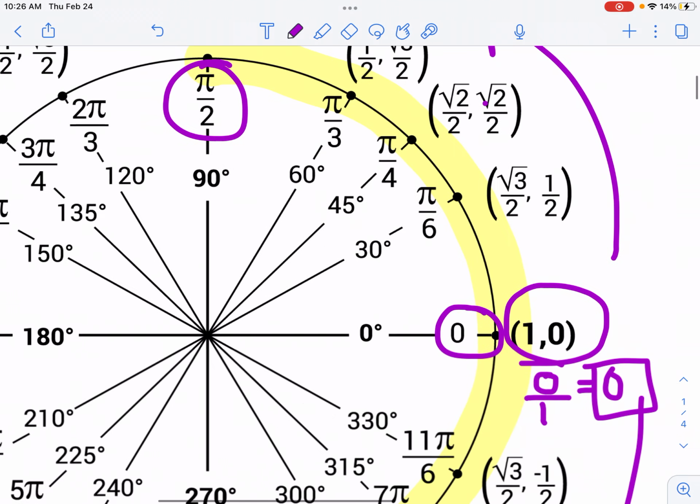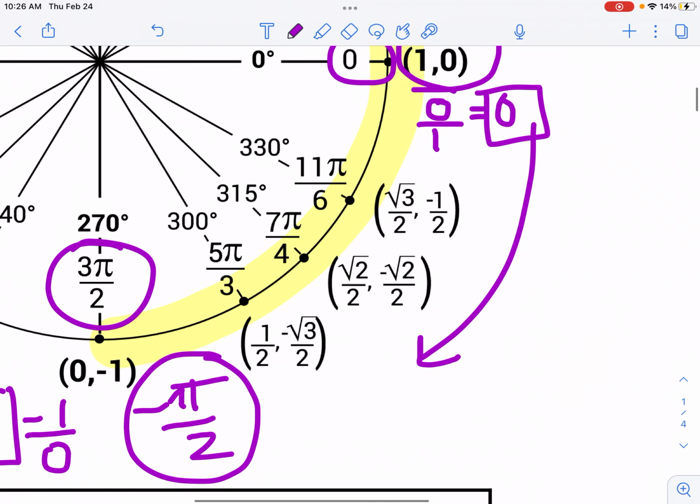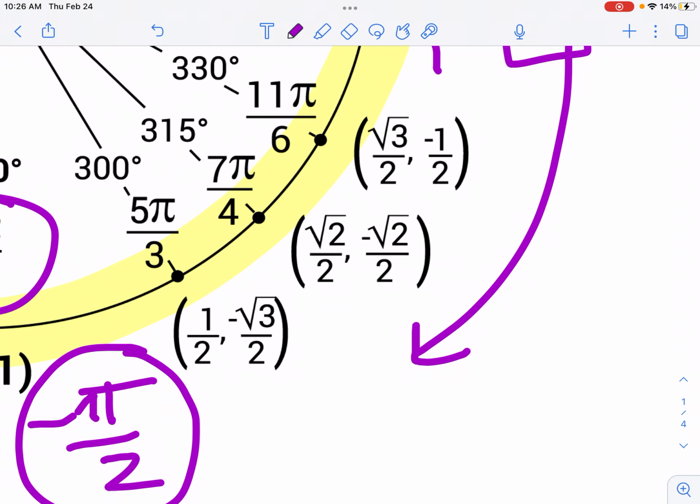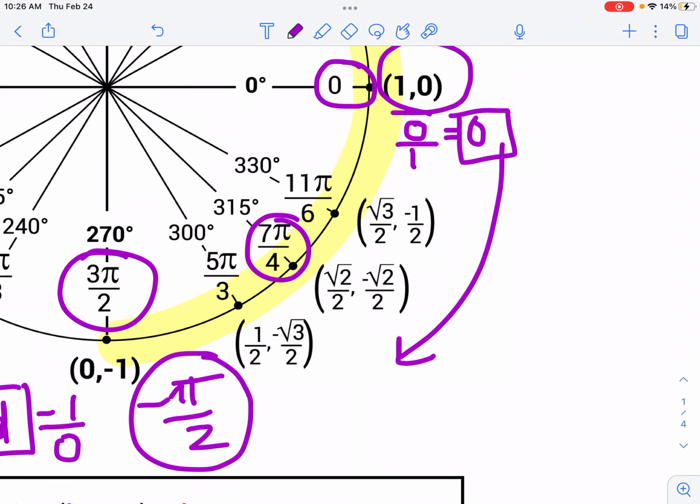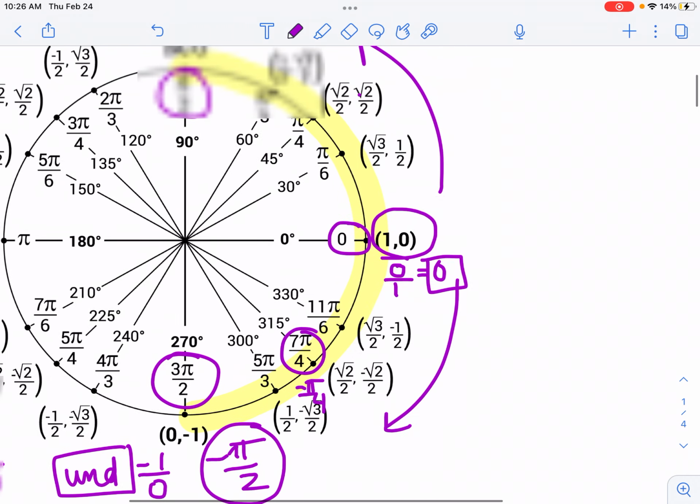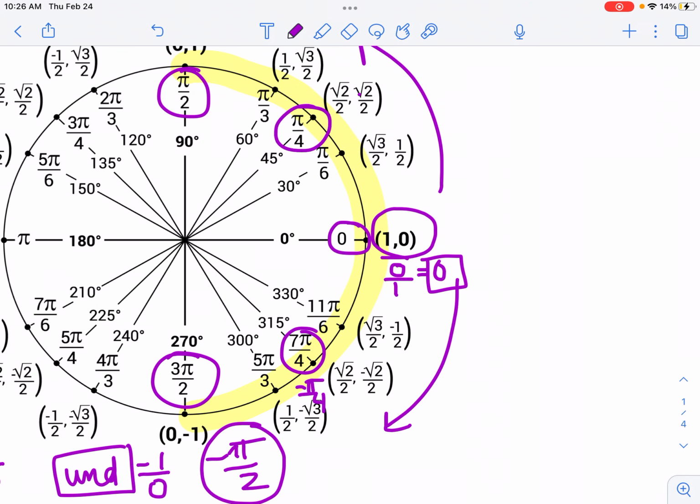Actually, I just realized I missed one here. We're going to look here at, in the positive direction, it's 7 pi over 4. But actually, if you go in the negative direction, it's negative pi over 4. And that's because if you look here, it's the same exact distance as positive pi over 4. So we need to include that one as well.